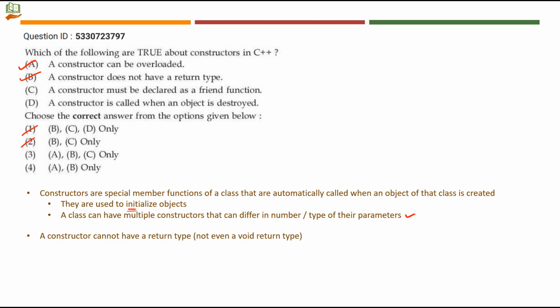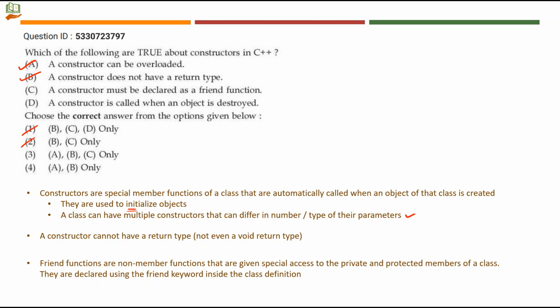Now we have to check whether C is right or not to mark the answer. A constructor must be declared as a friend function. What are actually friend functions? They are non-member functions that are given special access to the private and protected members of a class. Usually, other than the member functions, you cannot access the particular class's private and protected members. So, friend functions can be given that privilege of accessing private and protected members of a class. They are declared using the friend keyword inside the class definition.